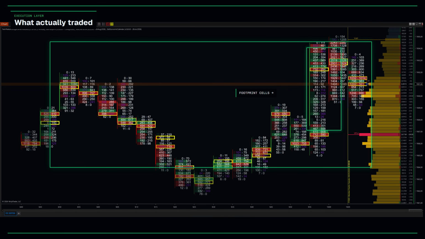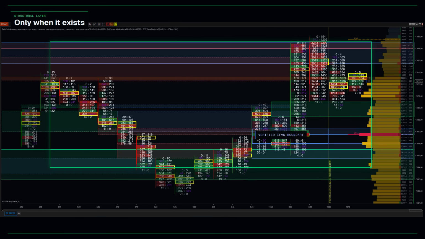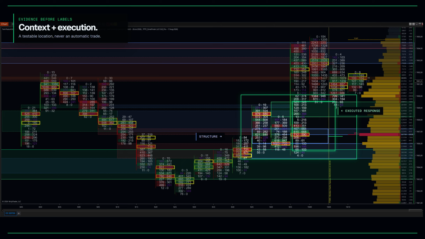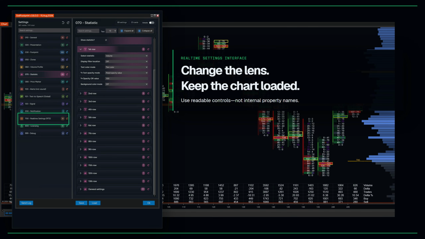Order flow shows what executed. Zone Finder adds structural context only when it exists. Neither proves a trade. When both align, they define a location where acceptance, rejection, and invalidation can be tested on the same chart. Many visual settings change through the JSON interface while the chart remains loaded.